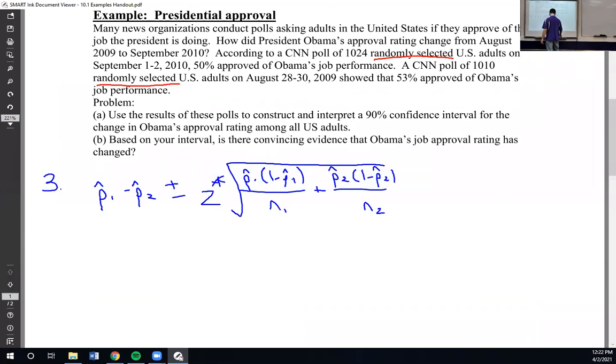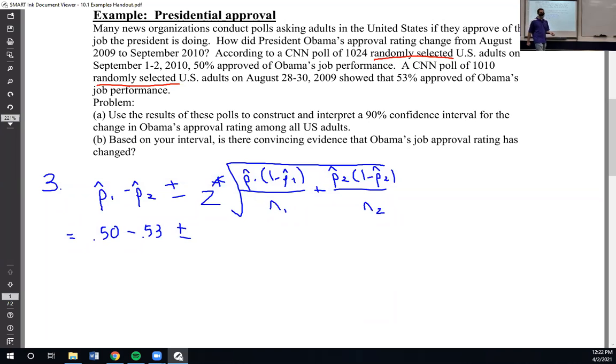Plug in our numbers. All right, remember, our first sample is the 1,024. We have the 50% approval rating. So that is our p hat 1 and our n1. And then the 1,010 and the 53% are our p hat 2 and our n2. So p hat 1, that is 0.5, minus 0.53. And then plus or minus our z-score.